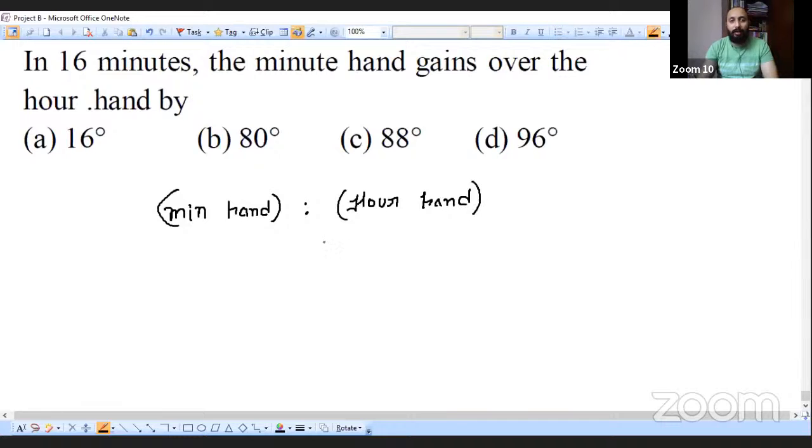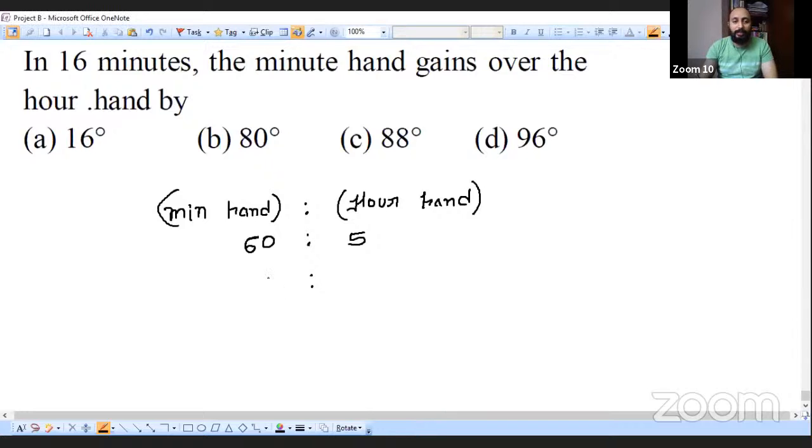How much is the gain? The minute hand would go 60 minutes, whereas the hour hand will go 5 minutes. Are you getting it? This is the difference. Now, in 16 minutes, the minute hand will gain over the hour hand by how much? What is the gain here, people?